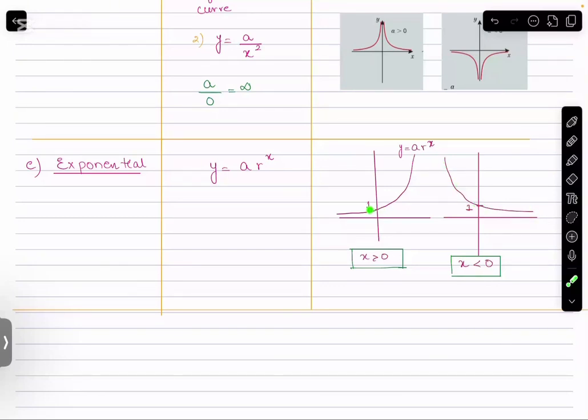And then the question is, why does the graph cross the y-axis at 1? So we know that on the y-axis, the x value is equal to 0. So if you have y equals a r to the power of 0, any number to the power of 0 gives me a 1. So my answer is a. So if the coefficient here is 1, then I can say that this touches the graph at 1. Otherwise, it can have any coefficient value which the graph has here.